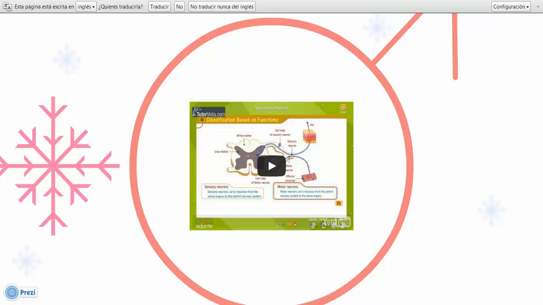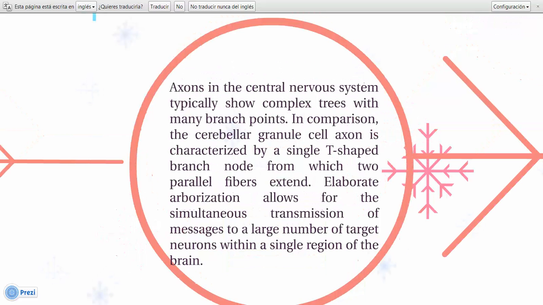Axons in the central nervous system typically show complex trees with many branch points. In comparison, the cerebellar granule cell axon is characterized by a single T-shaped branch node from which two parallel fibers extend. Elaborate arborization allows for the simultaneous transmission of messages to a large number of target neurons within a single region of the brain.